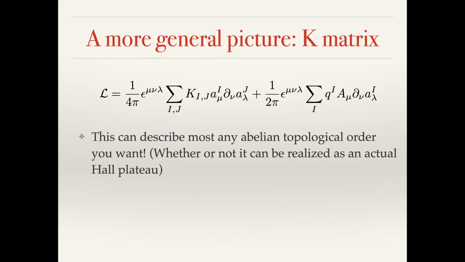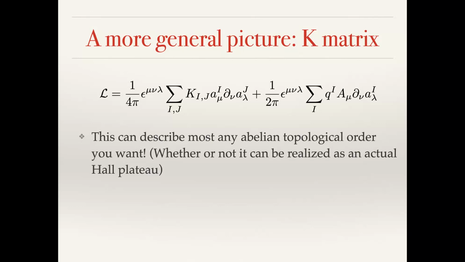But there's a very general picture here where I have some number of different kinds of Chern-Simons fields. I've called them A_I. So these Chern-Simons fields, A_I, okay? And I pick some number of I's, and the couplings, the Chern-Simons couplings, are conveniently encoded in a matrix. This is called the K matrix, right? And then I can also assign different charges to these different couplings with the electromagnetic gauge field, okay?